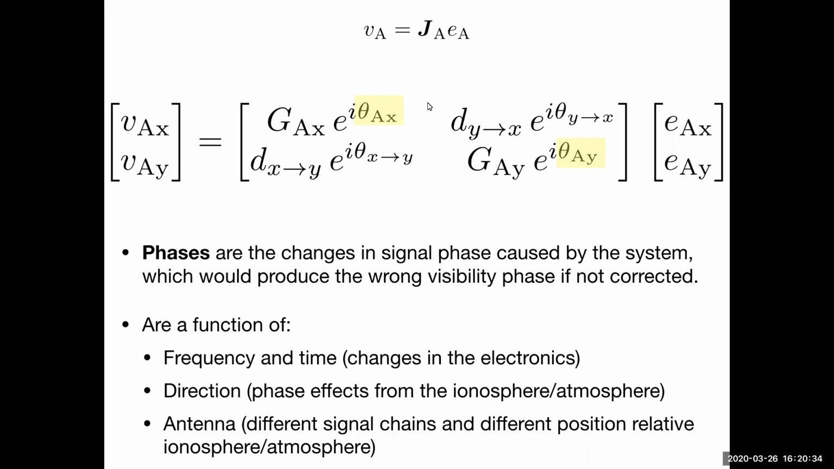And these can then change depending on, as you look in different directions in the sky, you're looking at different parts of the atmosphere, different parts of the ionosphere. Also, the different antennas are actually at different locations, and they're looking through different parts of the ionosphere as well.